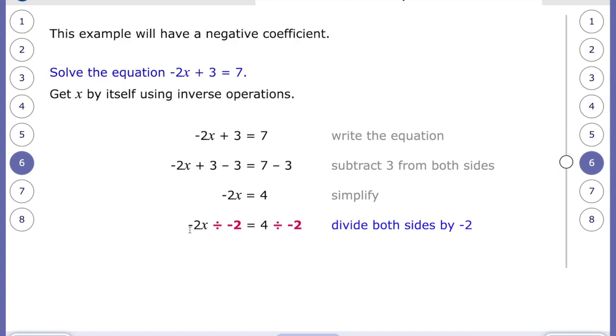So let's now get rid of the negative 2. So we're going to divide x by negative 2, which means we're going to divide 4 by negative 2. And when you divide by negative 2, you're going to get negative 2. 4 divided by 2 is 2. 4 divided by negative 2 is negative 2. So x equals negative 2. The process is the same. You've just got to be careful with the negative numbers.